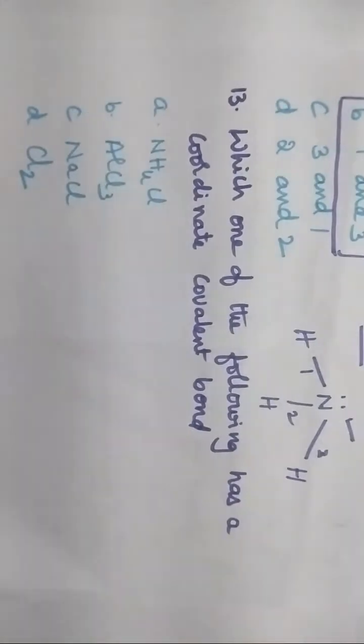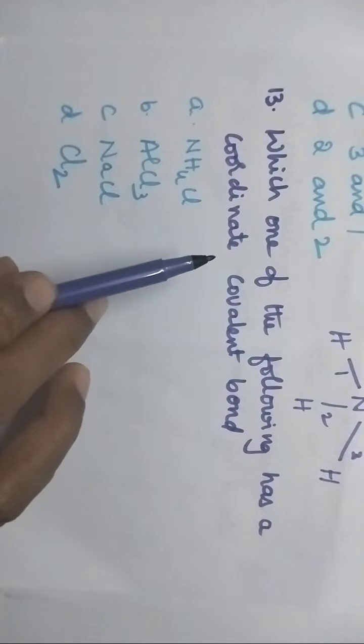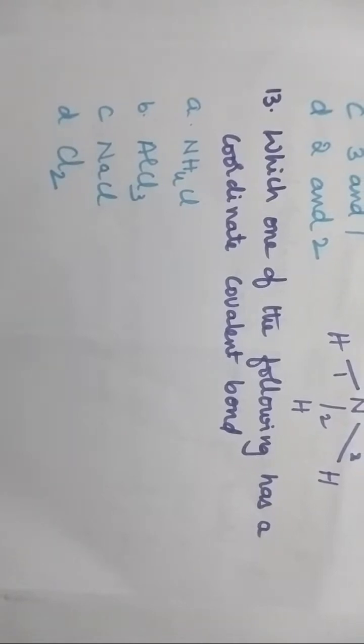Next, let me discuss the 13th question. Which one of the following has a coordinate covalent bond? Which one of the following is having a coordinate covalent bond? Option A, ammonium chloride. B, aluminum chloride. C, sodium chloride. D, chlorine. Very simple. Tilak, very good.